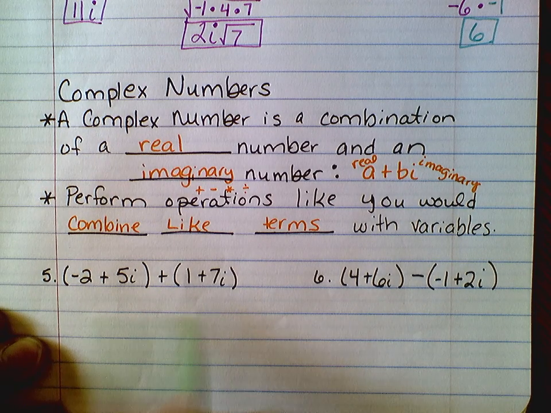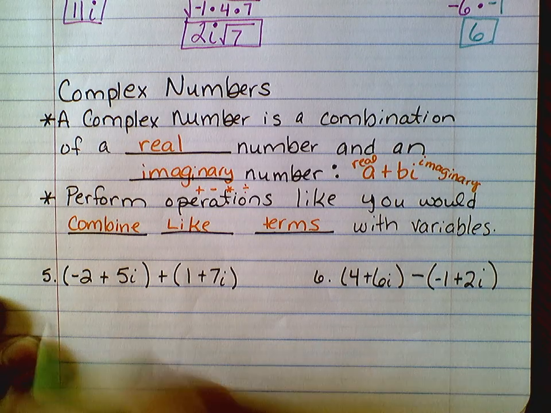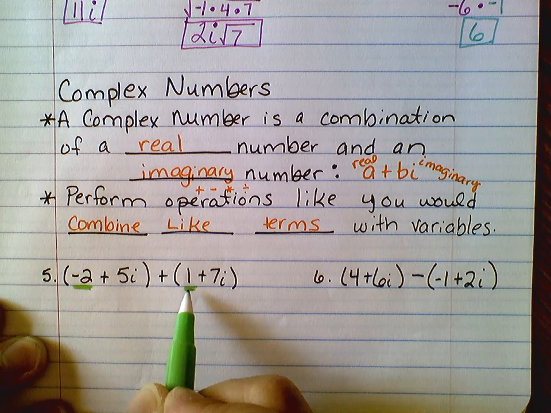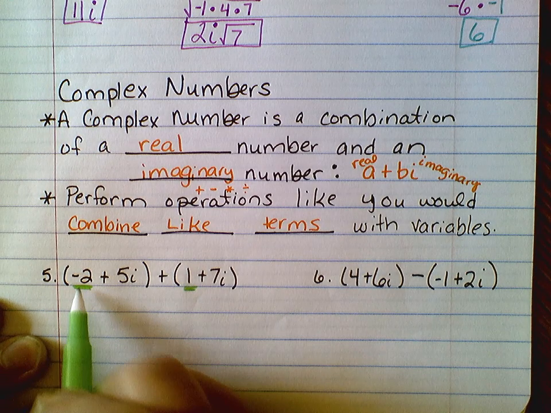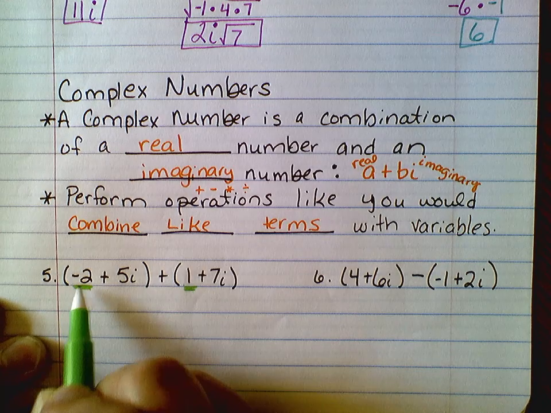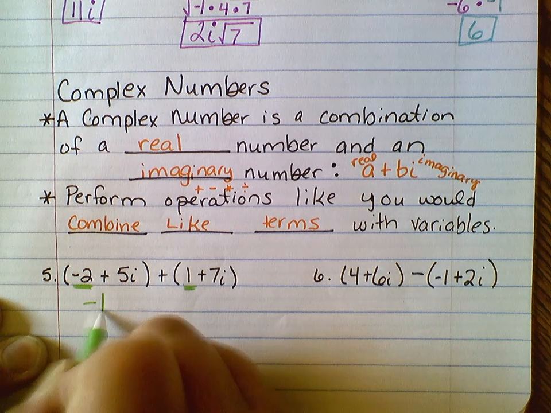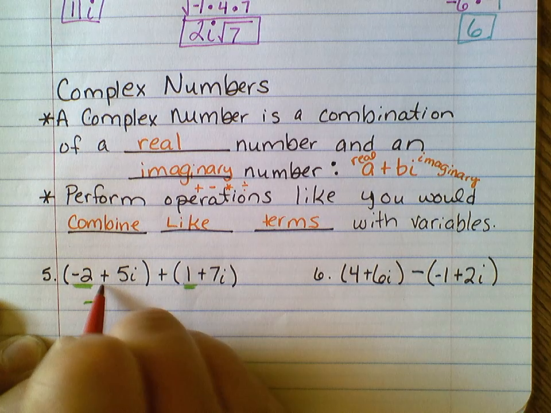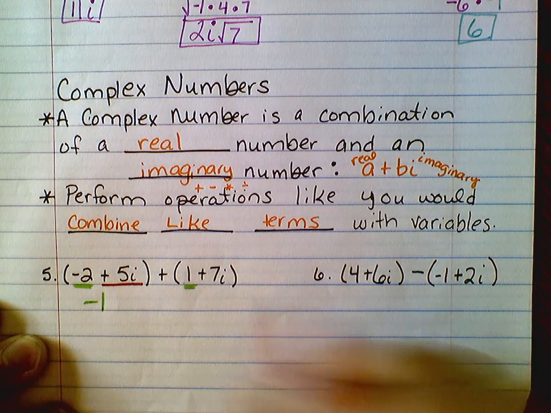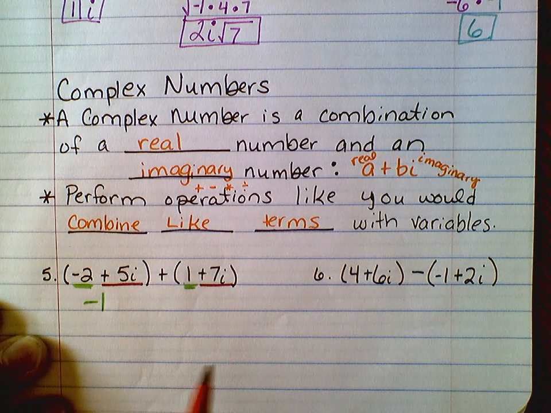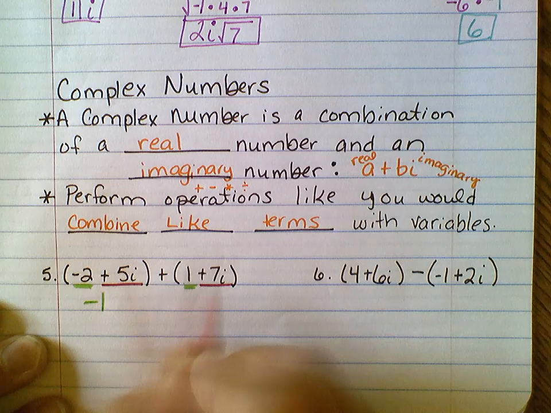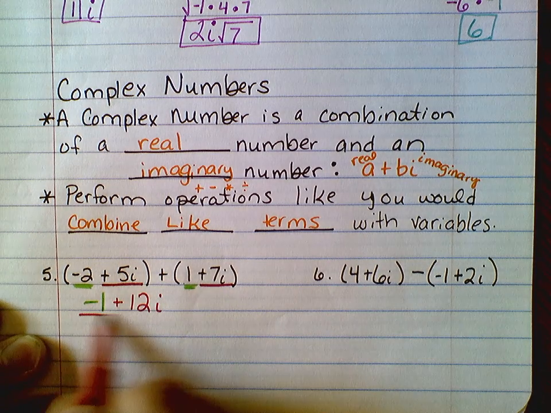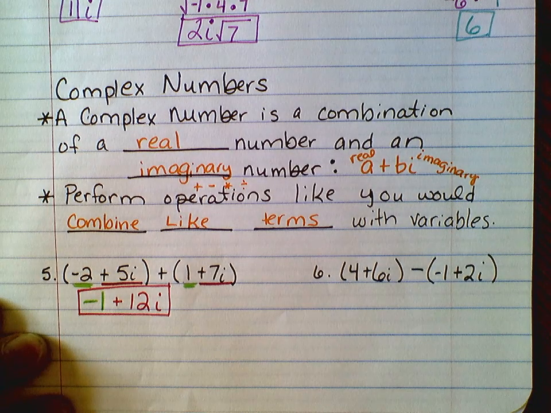So here we are adding two complex numbers, and I'm looking for what we'll call like terms. Here I have a constant term and a constant term, or a real part and a real part. So I can combine these because they are like terms. -2 plus 1 is -1. And then if I look at my imaginary parts, I have 5i plus positive 7i. So 5 plus 7 is 12i. And that is all I can do with that one. So this is our answer here.